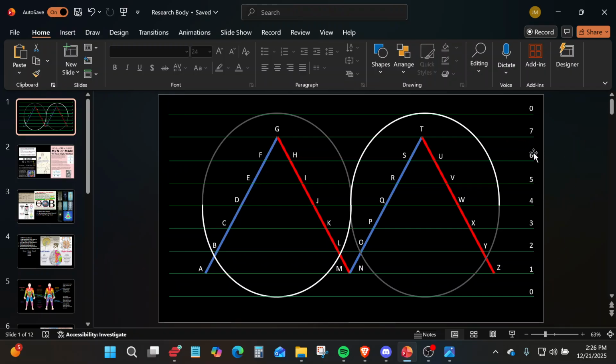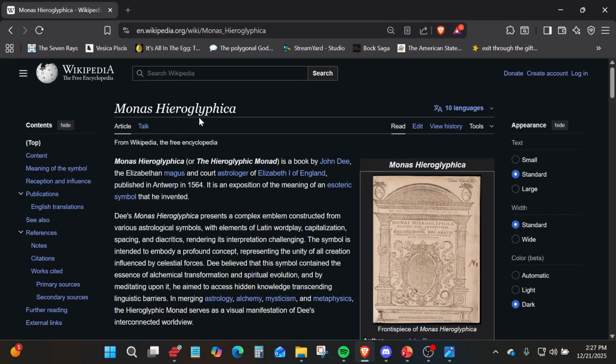The 6 is the 9 upside down. So 9 is more illusionary, intangible, just like the mind or the spirit or anything in the ethereal world, which is the point of this Monas Hieroglyphica by John Dee. It's an exposition of the meaning of an esoteric symbol that he invented.